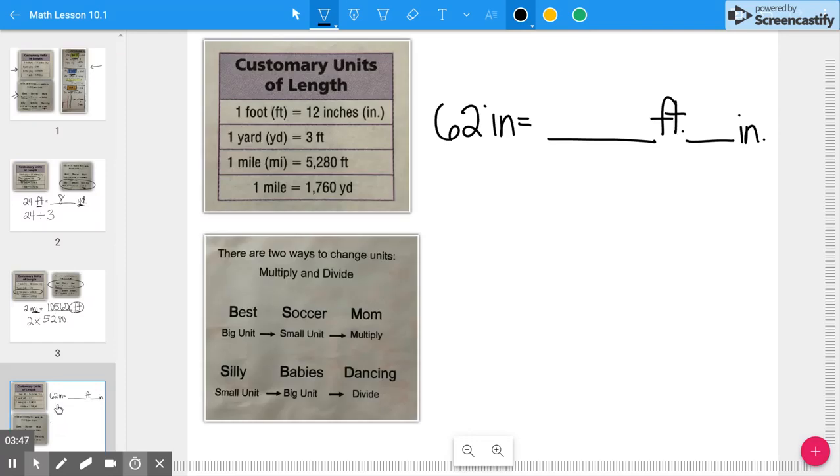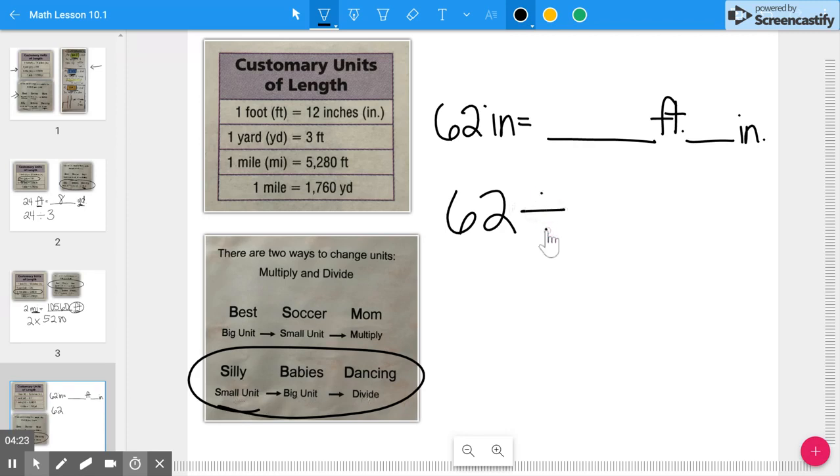Let's look at one more. I have 62 inches equals how many feet and how many inches. It doesn't matter what this side over here shows. You always write down the number that you are starting with. And I'm starting with the number I know, 62. Now, the next step is to figure out, am I going from a big unit to a small unit or a small unit to a big unit? Remember, an inch is the size of a paperclip. A foot is the size of a ruler. So that would be small unit to big unit. So I'm going to use my phrase, silly babies dancing. Small unit to big unit means divide. So I'm going to put my division symbol here.